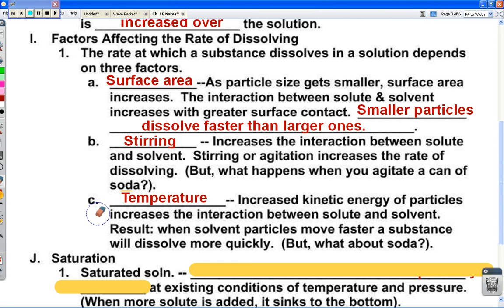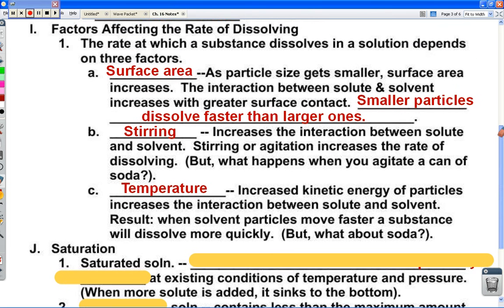And then temperature. The increased kinetic energy of the particles increases the interaction between the solute and solvent. So the result is when the solvent particles move faster, a substance will dissolve more quickly. But again, what about soda? So again, this is primarily with solids dissolved in liquids.